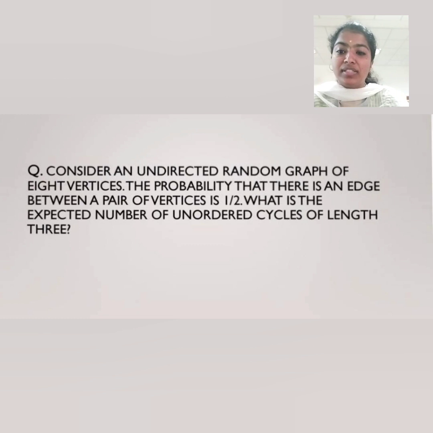Consider an undirected random graph of 8 vertices. The probability that there is an edge between a pair of vertices is 1 by 2. What is the expected number of unordered cycles of length 3?